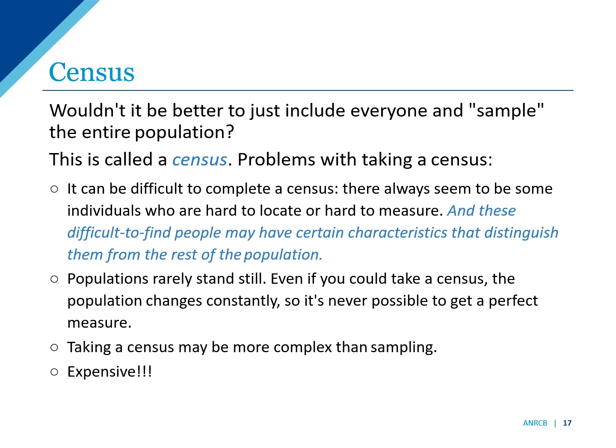Populations rarely stand still. They are dynamic and change constantly, so it's never possible to get a perfect measure. It's more complex than sampling and certainly more expensive.